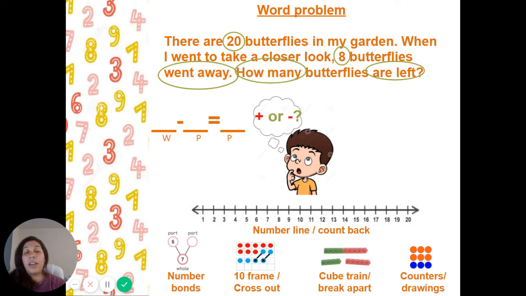And finally, we can have, again, counters or drawings. In this case, you draw the total amount of circles or like frogs, like we just did, and then you start crossing them out, okay? Because you want to take away this part so you can get the other part, okay? I think I want to use a different strategy. Let's go with the number bonds.